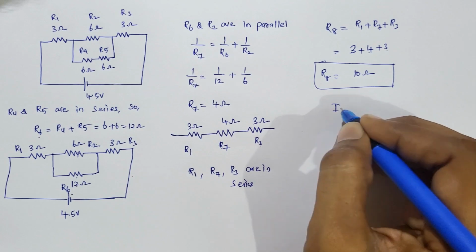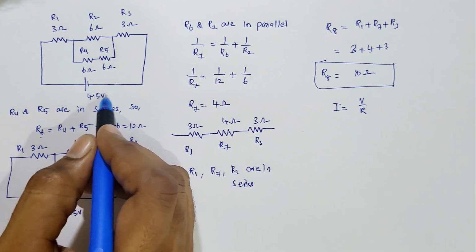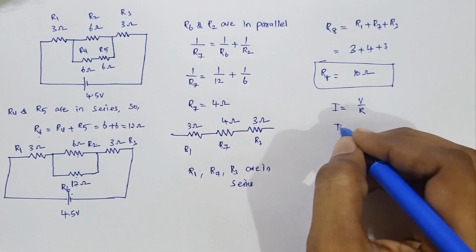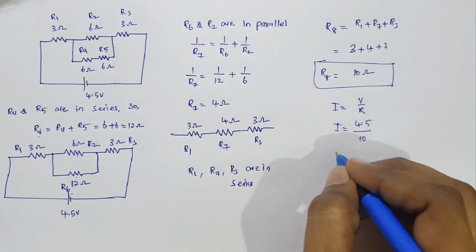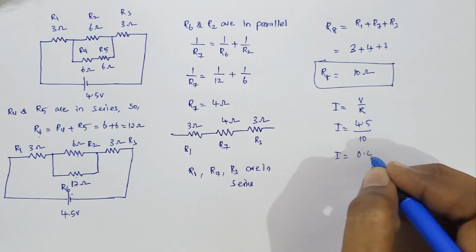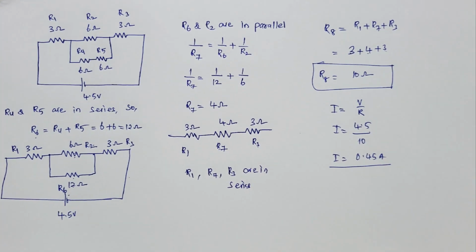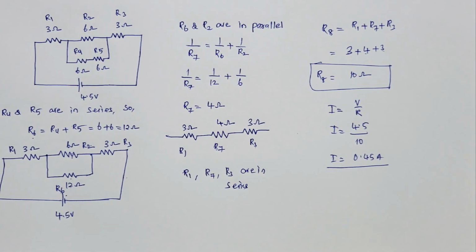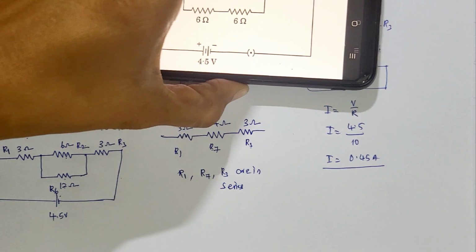And if they ask you to find the current, I is equal to V divided by R. V is 4.5. So I is equal to 4.5 divided by R, which is 10. So I will be equal to 0.45 amperes. Okay. This is how you need to solve the question. Let us take one more question.